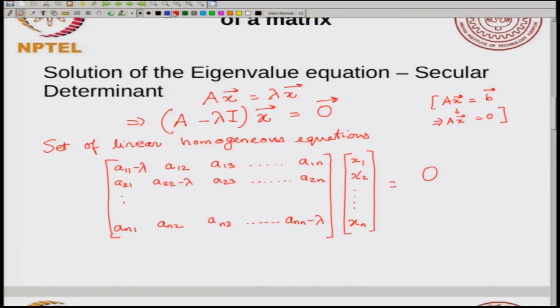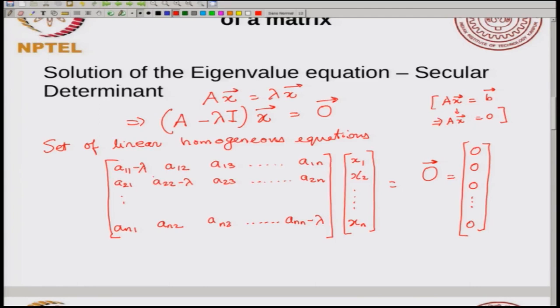So this is your 0 vector, which is basically a vector with all elements 0. It's n-dimensional. So this is a column vector, an n-dimensional column vector, all elements are 0. This is an n-dimensional column vector, that is your x. Okay. And this is a matrix where along the diagonals you have A 1 1 minus lambda. What you are doing is you want to solve this set of equations.